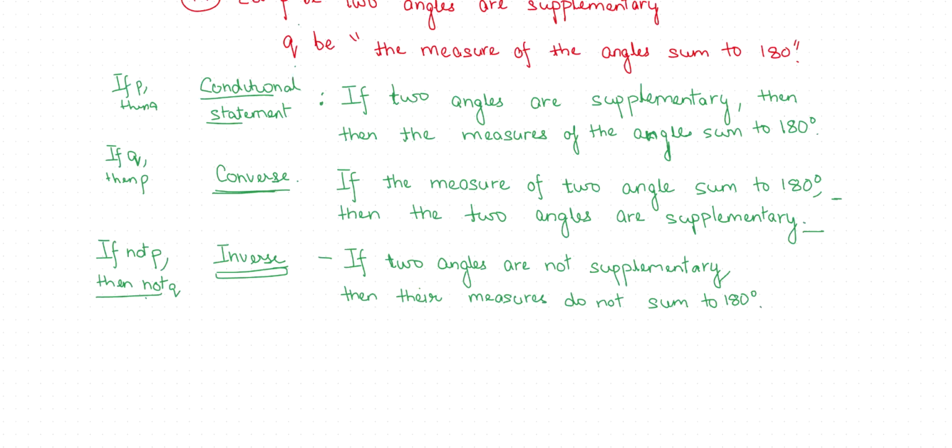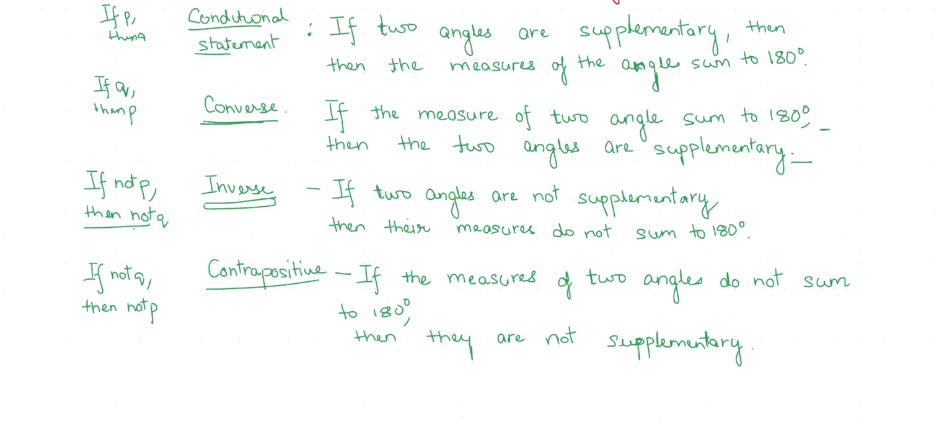Now let's write the contrapositive. In the contrapositive, what we do is we write the converse, and then we negate it. So the contrapositive is if not Q, then not P. Basically we write the converse statement and then we negate it. So if the measures of two angles do not sum to 180 degrees, then they are not supplementary.